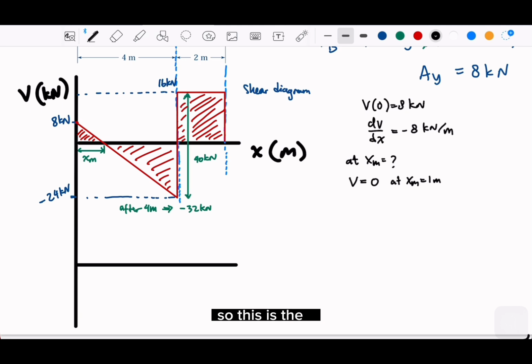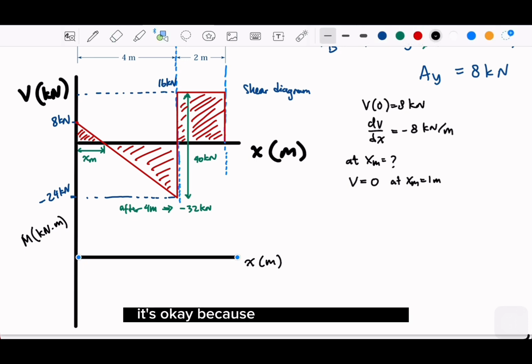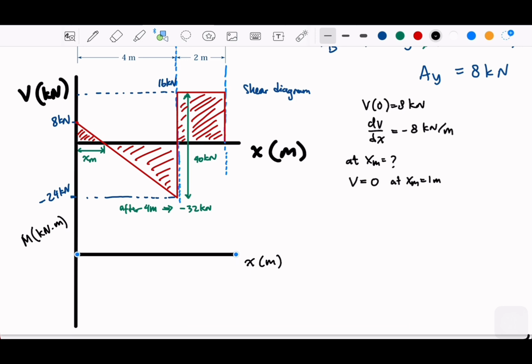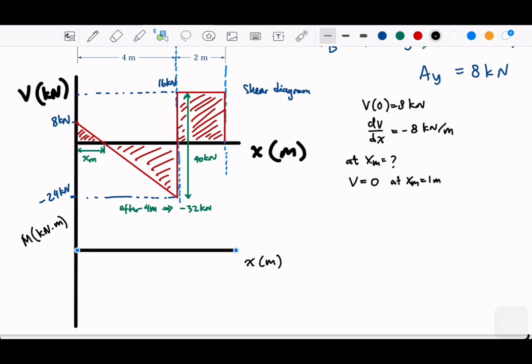So this is the x, this is M. M is in kilonewton meter. Okay. Maybe to, yeah, I think it's okay, because it will be much more taking a large part on the negative side, I think.